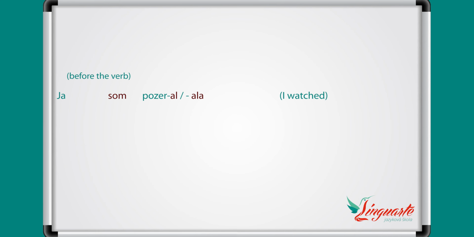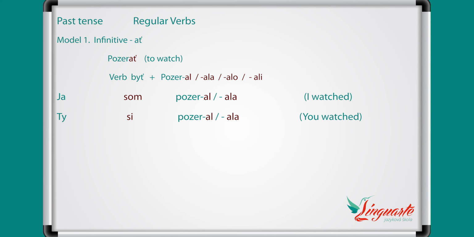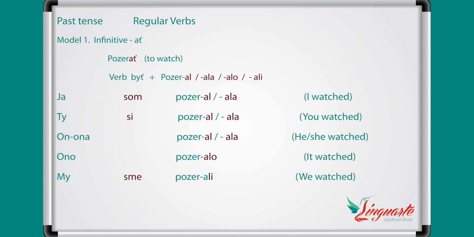Another example can be, but I watched a video. Ale som pozeral video. Here we need to put the word som before pozeral because we have the word ale, but before the verb. It follows the same rule for the rest of the persons and types of verbs in the past tense. Then, ty si pozeral, on pozeral, my sme pozerali, vy ste pozerali, oni pozerali.